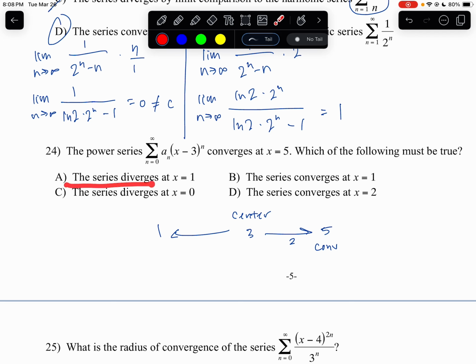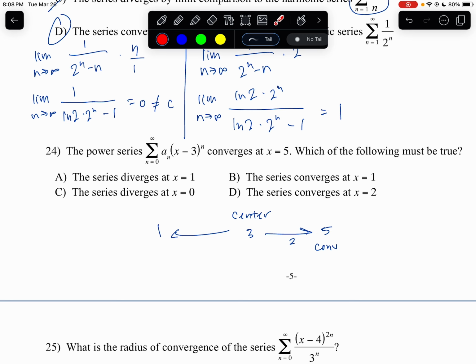So, the series diverges at x equals 1. I don't know if we can say that for sure. The series converges at x equals 1. We're not sure. The series diverges at 0. So 0 goes beyond here. Again, we're not sure if these are endpoints, so it could extend further.